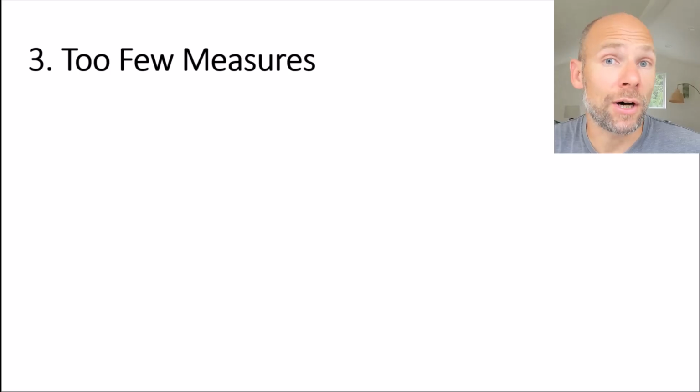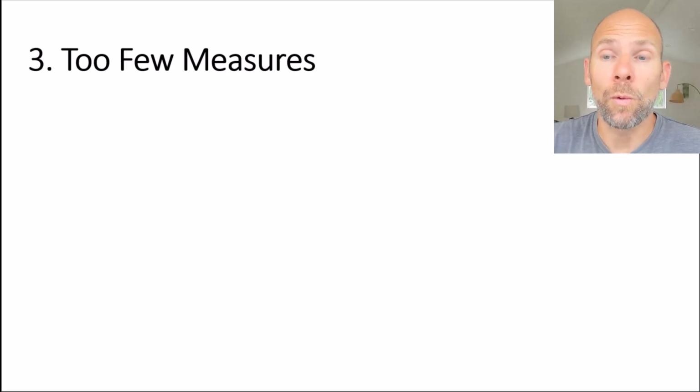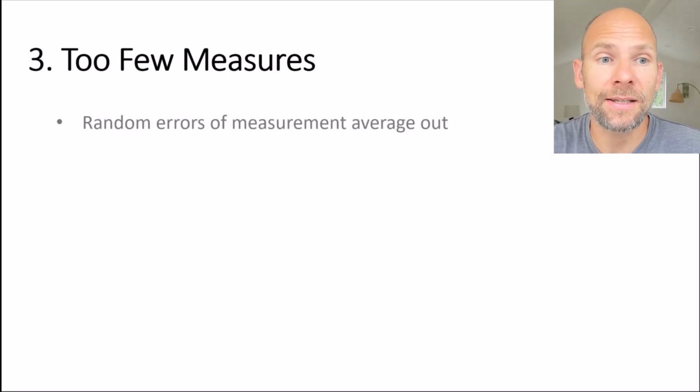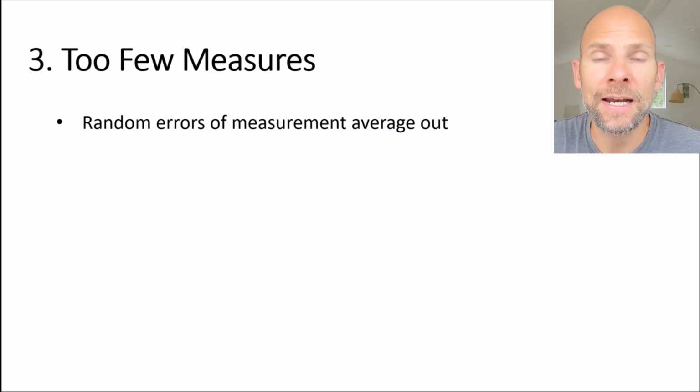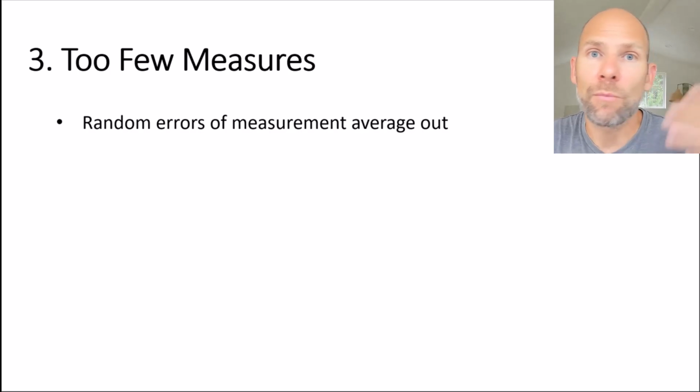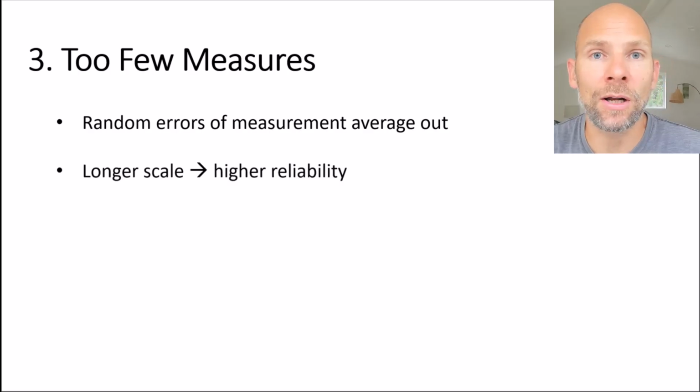Third, having not enough measures. One fundamental law of classical test theory is that random errors of measurement average out. And they have a better chance of doing that when you have more items, because then you have more opportunity for those measurement errors to sometimes be positive, sometimes be negative, and then overall to average to 0. So this means that all other things being equal, longer scales, longer tests, longer questionnaires tend to have higher reliabilities.